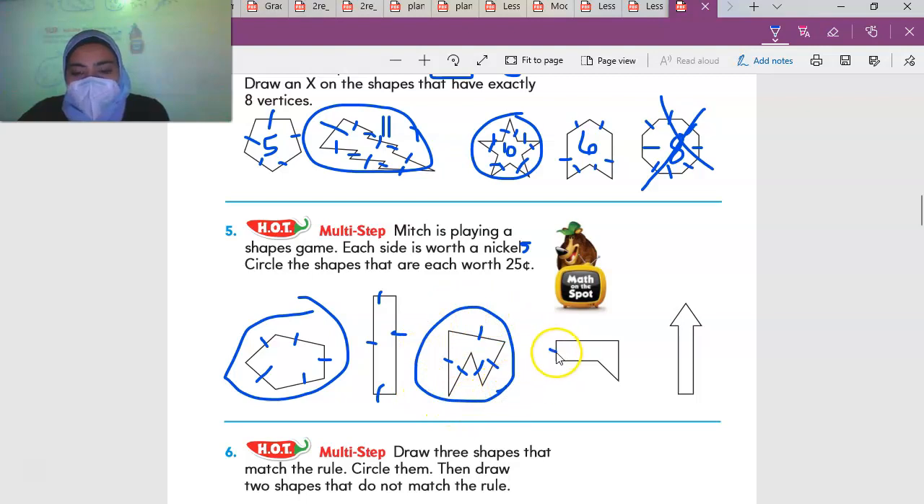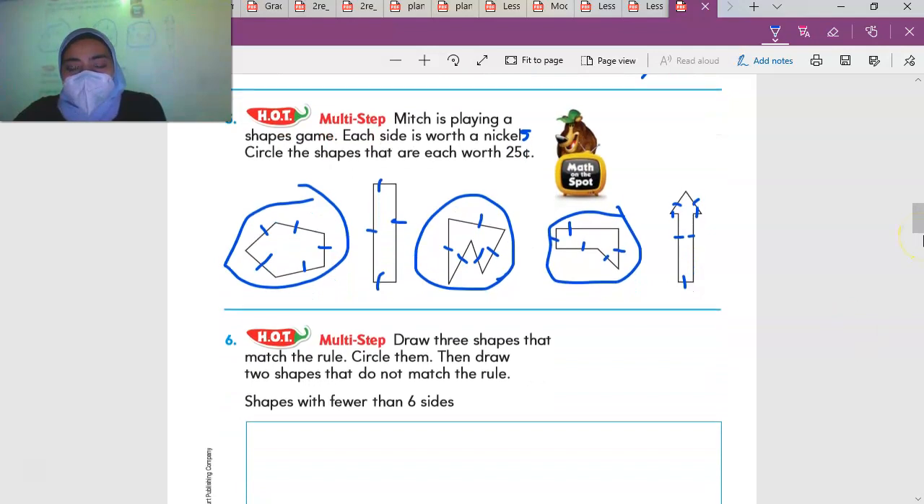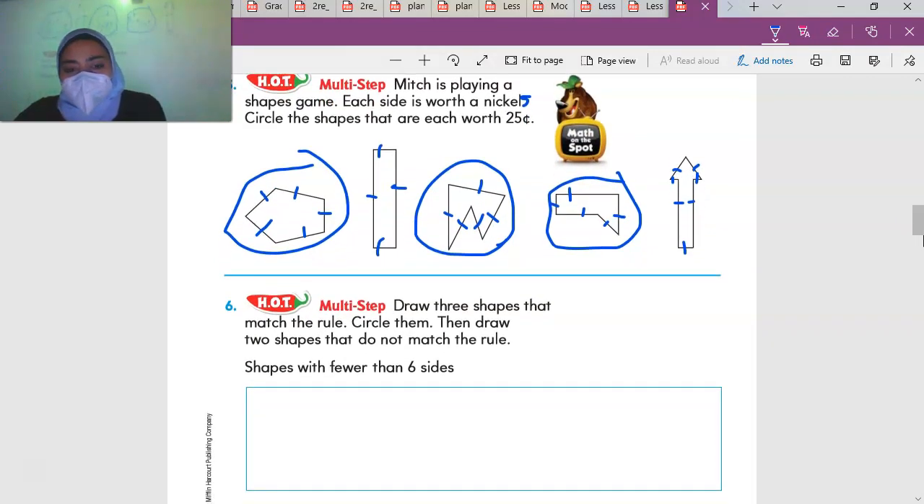Let's look at this one. 5, 10, 15, 20, 25. Is that worth 25 cents? Circle that. 5, 10, 15, 20, 25, 30, 35. Is that worth 25 cents? Nope. Pretty easy, right? When you read this, you were like, oh no, gulp, right? It's really not that hard.